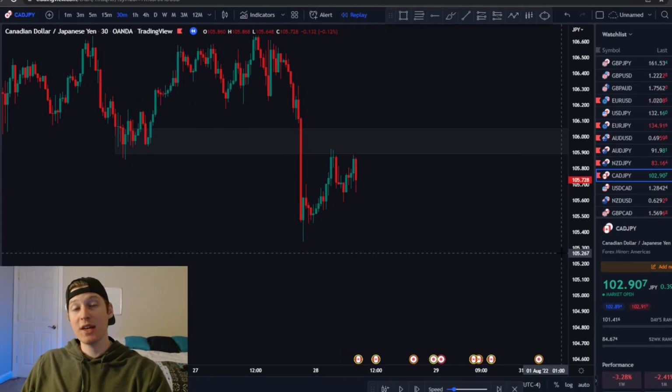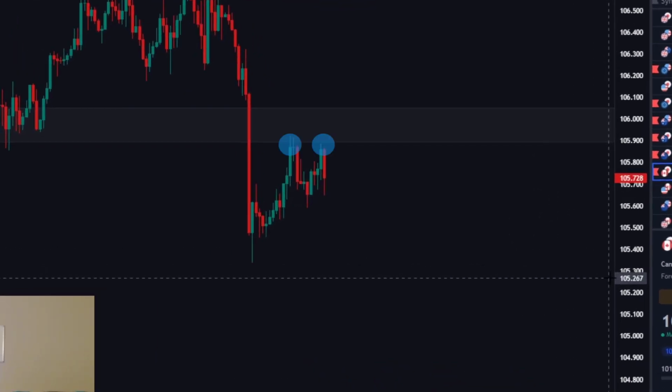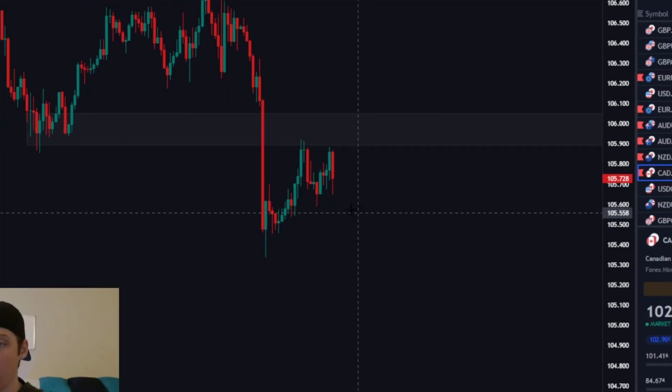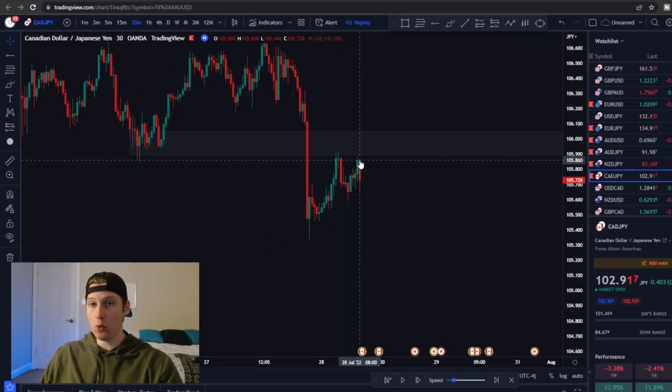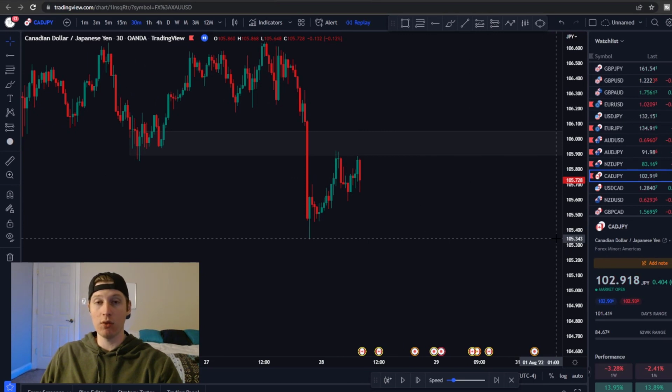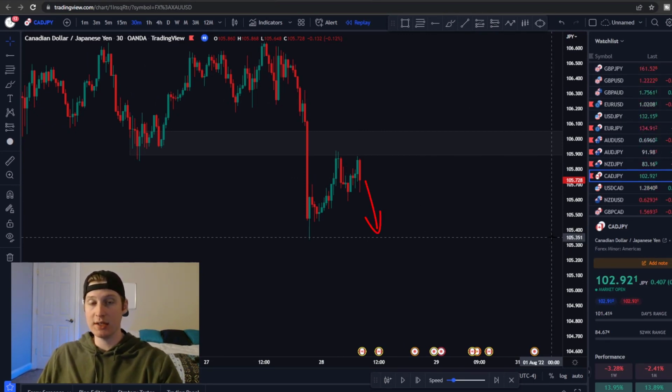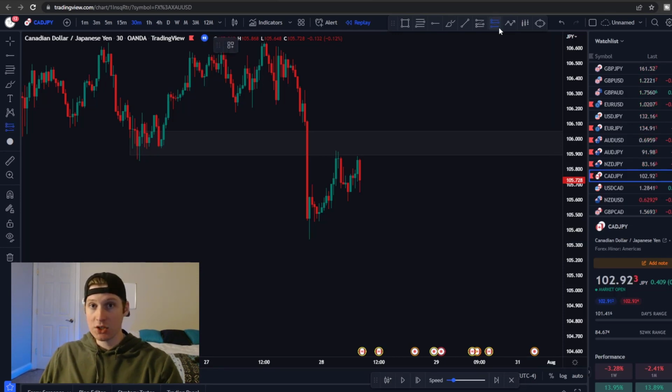But actually on this setup as well, what we also had was a second valid entry confirmation, which was our double top entry confirmation. If you look right here, what we can see is two equal highs, two failures off of that level of resistance, signaling to us that this market is ready to actually reject and continue to the downside.